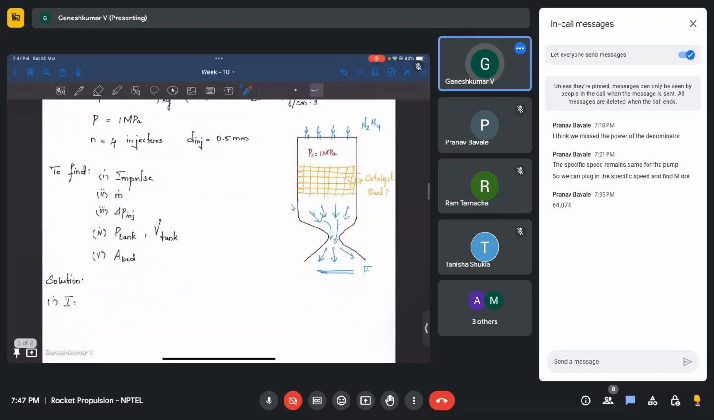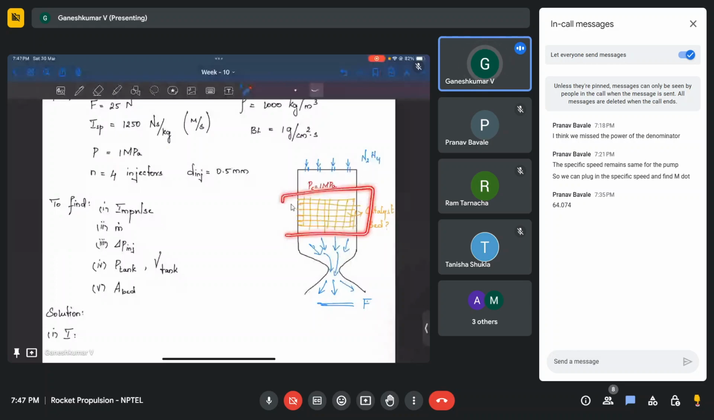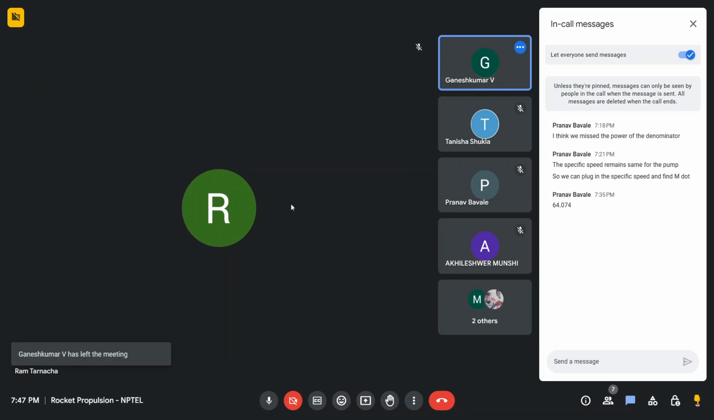the catalyst bed is nothing but some porous kind of plug which is kept inside the combustion chamber. We just name it a bed. That's it. It's like a kind of mesh present here. Okay.